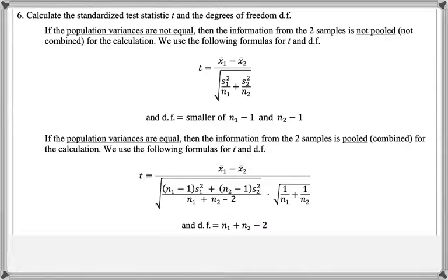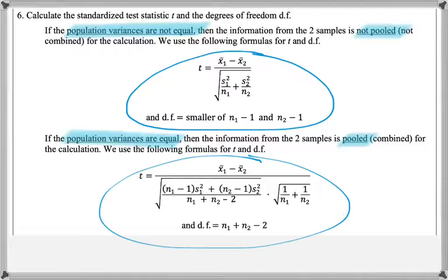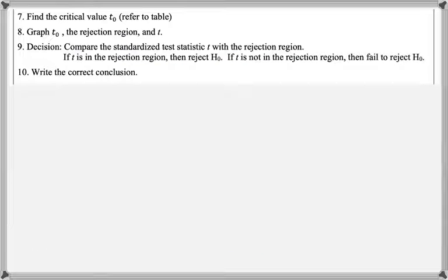Now we have two formulas, and they're both kind of complicated. If the two population variances are not equal, then the information from the two samples is not pooled, and we would use this formula. But if the two population variances are equal, then the information from the two samples is pooled, and we would use this formula. And again, the rest of the steps are pretty similar to the previous sections.